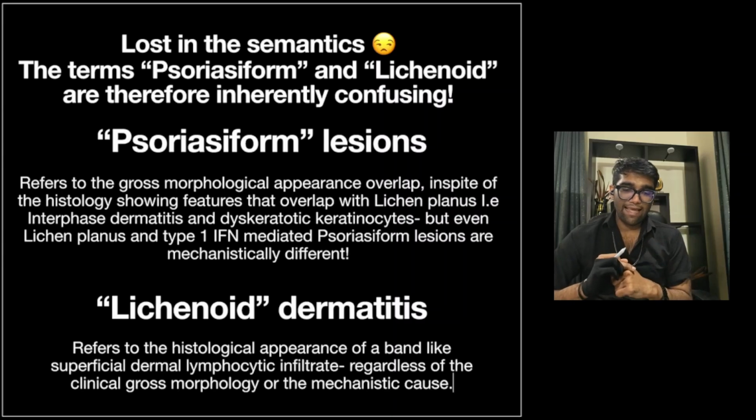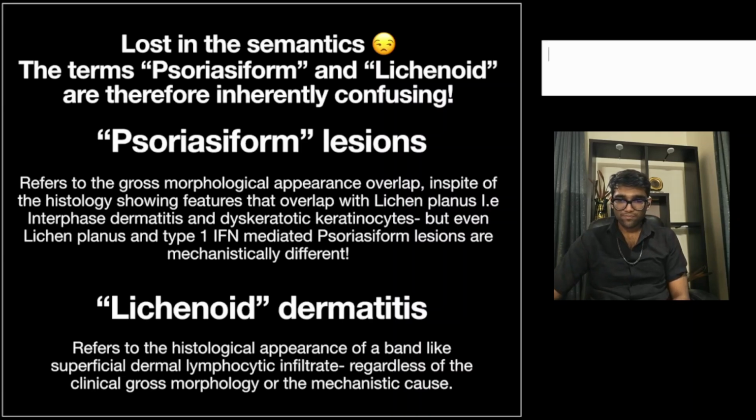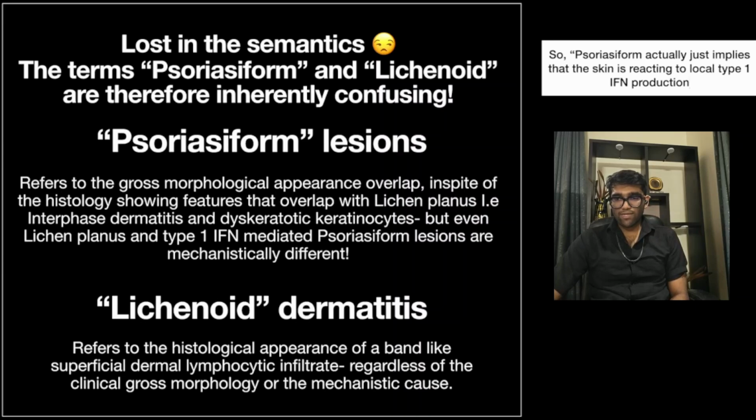The second thing is lichenoid. Lichenoid actually refers to the histological appearance of that band-like superficial dermal lymphocytic infiltrate, and therefore has essentially nothing to do with lichen planus, other than that on histology it resembles lichen planus. So it neither represents a gross morphology overlap, nor does it represent a mechanistic continuum. So like I said, psoriasiform just implies that there is local production of type 1 interferon.